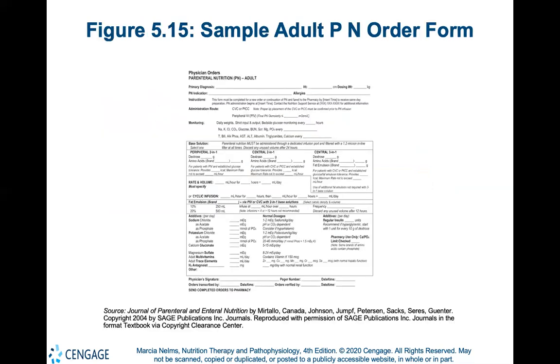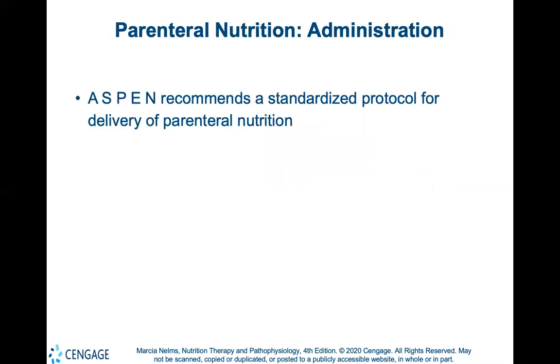Figure 5.15 is a sample of an adult parenteral nutrition order form. It can be found on page 116. ASPEN recommends standardized protocols for delivery of parenteral nutrition. It is recommended that a standardized order form be used to ensure basic nutritional needs for patients are met and that errors are minimized. Parenteral nutrition can be cycled or delivered continuously over a 24-hour period. The initial parenteral nutrition solution should not exceed 200 grams of dextrose to prevent parenteral nutrition-induced hyperglycemia and increased risk of infectious complications.